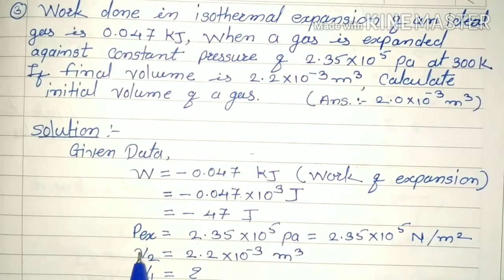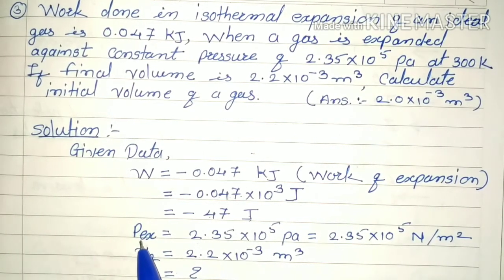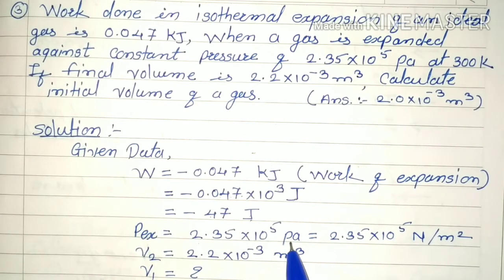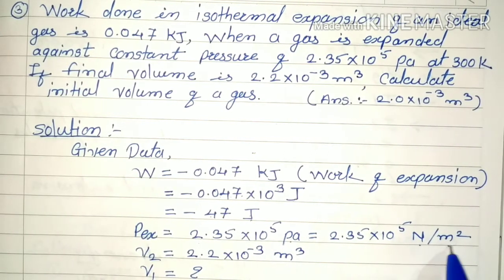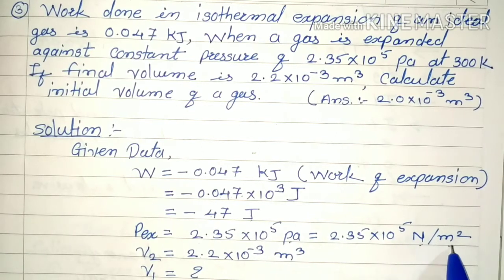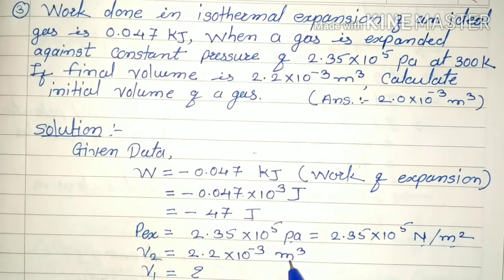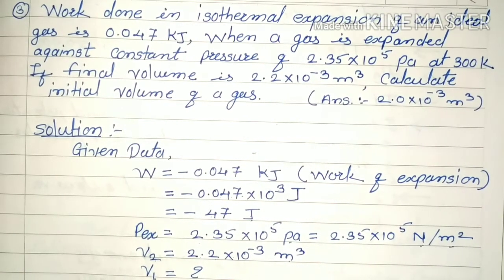So the external pressure is equal to 2.35 into 10 raised to 5 Pascal, and Pascal means Newton per meter squared. We know Pascal means Newton per meter squared. So V2 is equal to 2.2 into 10 raised to minus 3 meter cube. Calculate V1, the initial volume of the gas.